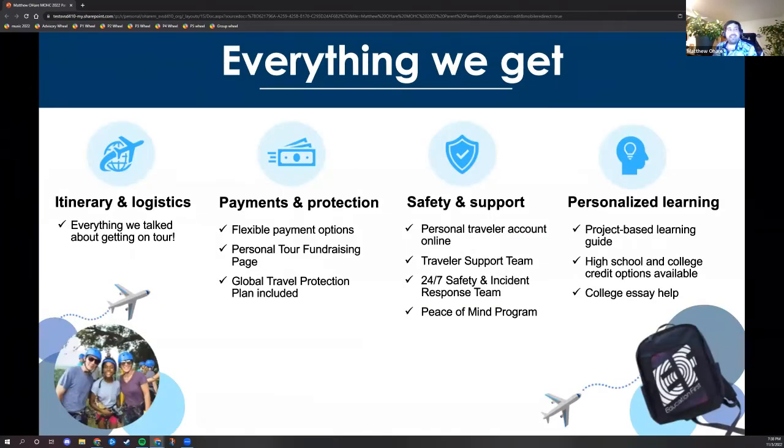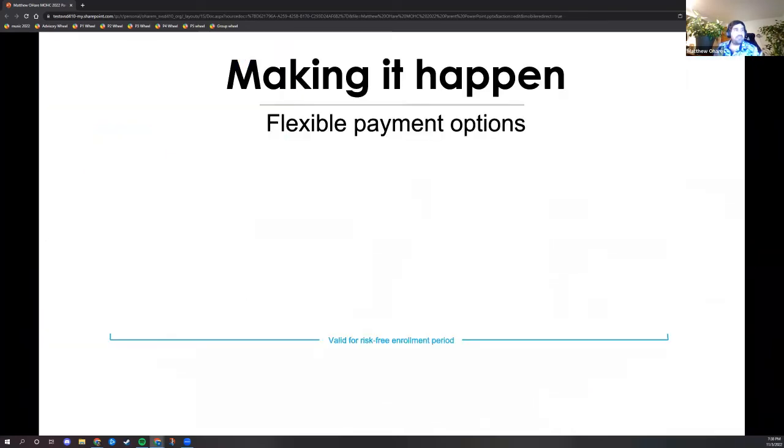All right. And once again, everything we get: the itinerary and logistics, everything we talked about getting on the tour, the payments and protections, the safety and support team that EF has in place, as well as that personalized learning if you're looking for high school or even college credit from the tour. So how can we make it happen?